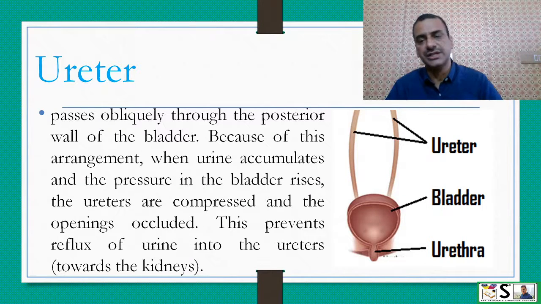Because of this arrangement, when urine accumulates in the bladder, pressure rises and the ureters are compressed against the wall of the bladder. So the ureters come from the posterior side and here there are openings. So when the bladder is full, the ureters are pressed and backflow of urine from bladder to the ureter or kidney is prevented.